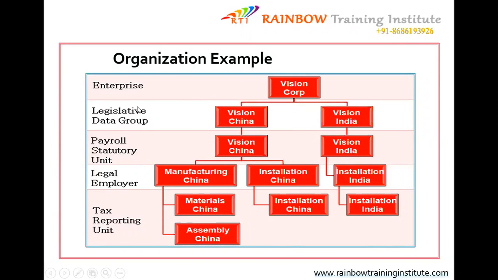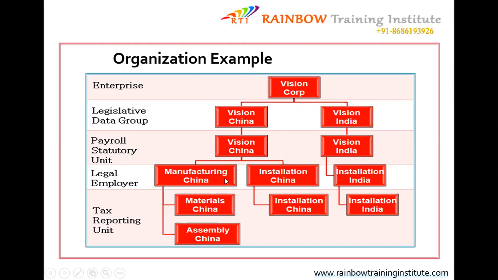So if we are implementing payroll, or if you want to see the legislative specific things related to your employees, we create two legislative data groups. One is for Vision China, so that the legislative data group for China brings all the China local legislative specific things, statutory payroll related things, and makes them available to the employees. And again, Vision India. So there are two legislative data groups we create, and both of them will be classified as payroll statutory units, Vision China and Vision India.